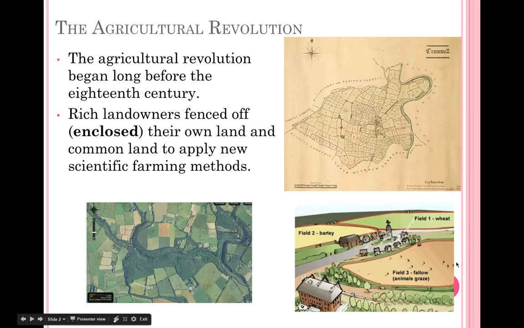And one of these new methods of farming is field one would be wheat, field two barley, and then field three was left to fallow so the soil could replenish. And this is also where animals would graze. And not to gross you guys out, but as animals graze, as they eat, they also poo. And the poo was very good for the soil.